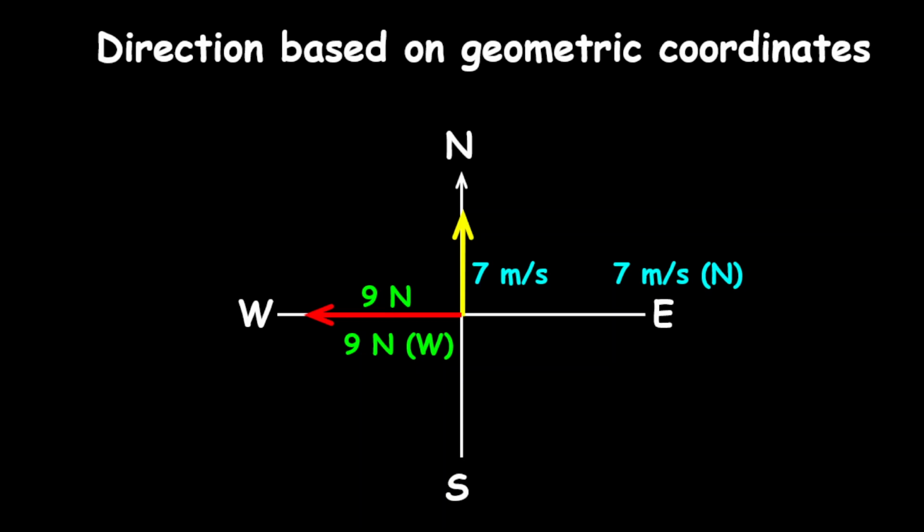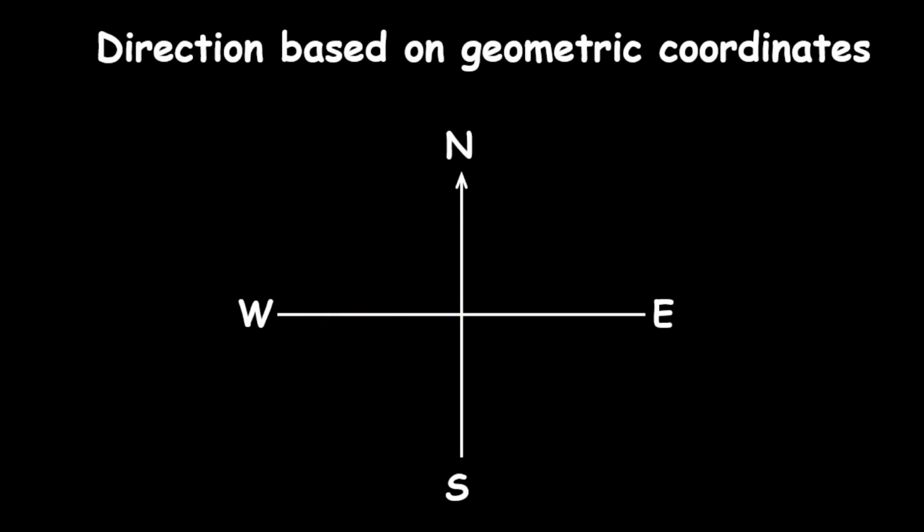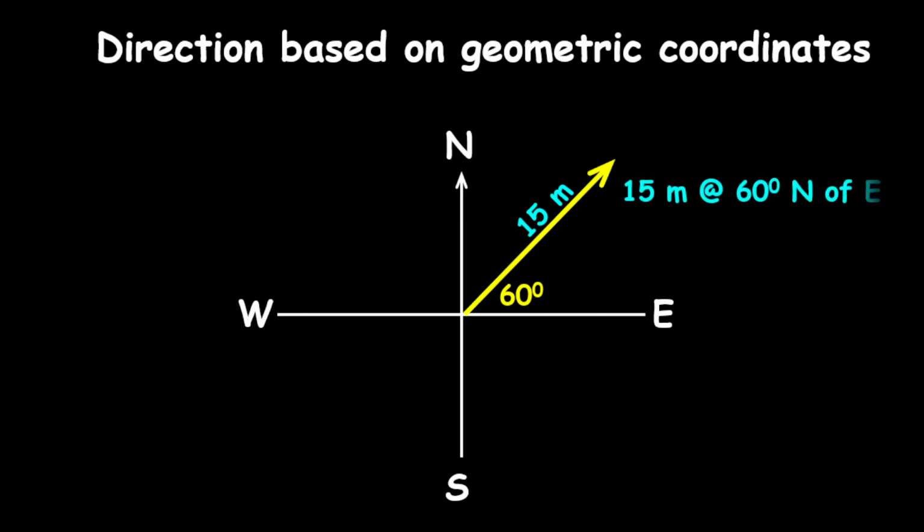Now we're going to look at another set of examples. Let's say the vector is between north and east. If the vector has a magnitude of 15 meters at an angle of 60 degrees above the eastern path, very important to note this, we present this vector as 15 meters at 60 degrees north of east. Why north of east? It is simple, because the 60 degrees, or the angle, is closest to the east. So we write east last.